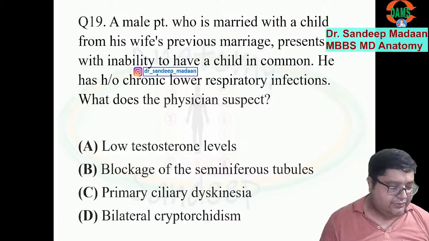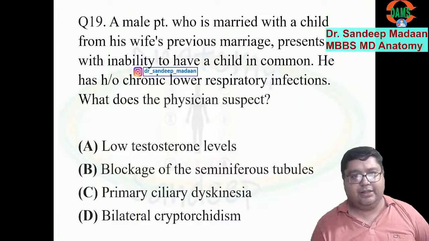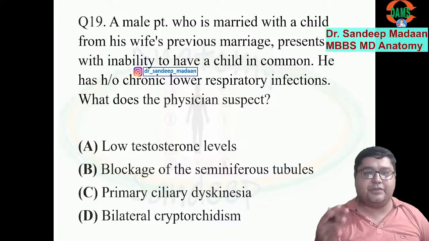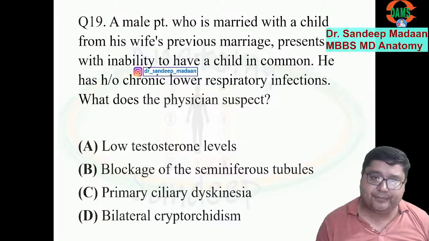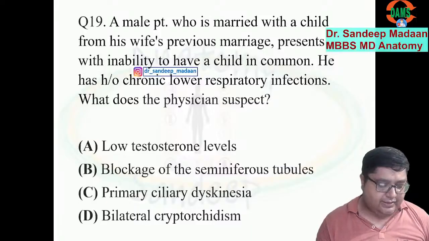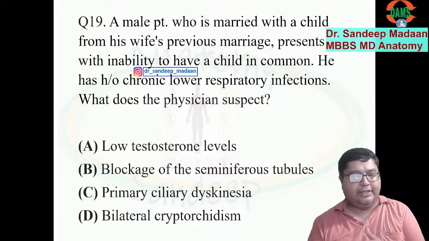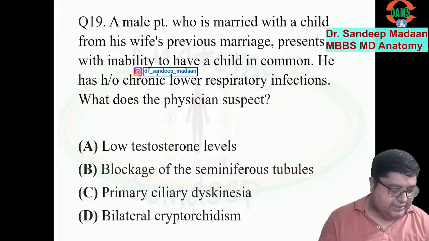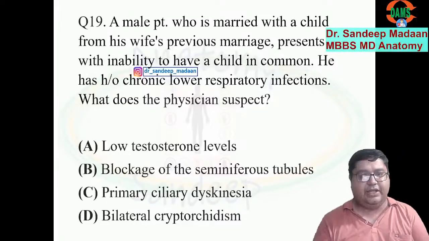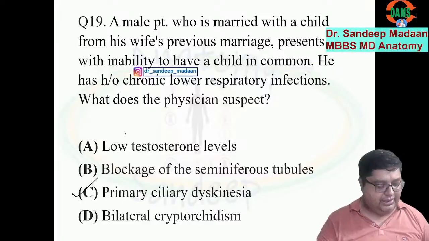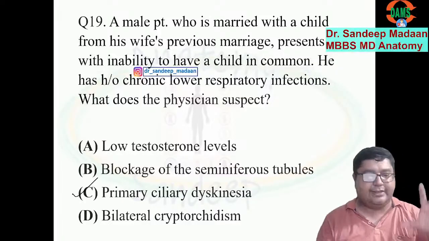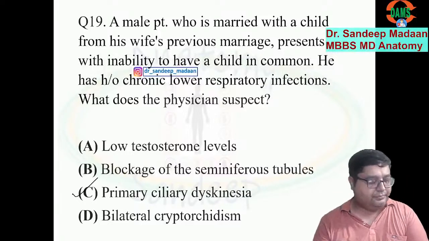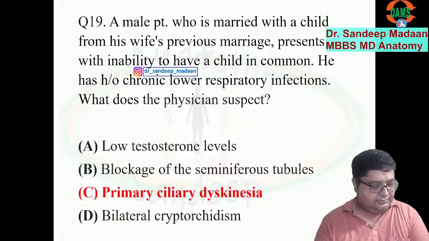Now, who will be infertile? Of course, the male partner is infertile. And also, you look at the history, there's a chronic history of lower respiratory tract infection. So in the respiratory tract and the reproductive tract, basically, the cilia is not working. That's why it's primary ciliary dyskinesia, that will be the answer. Because of that, both the systems of the patient are suffering. Clear?